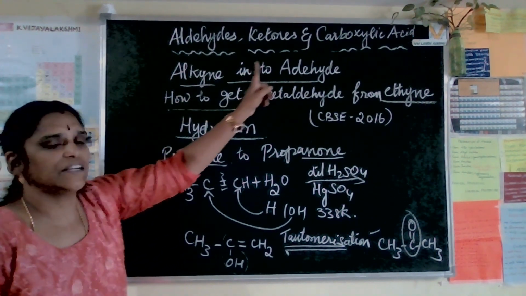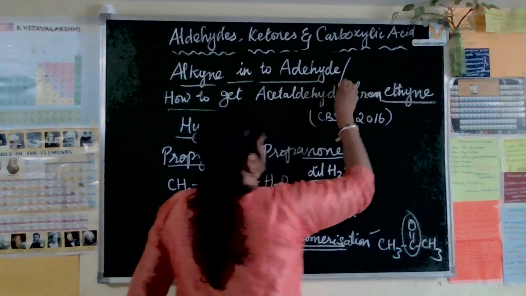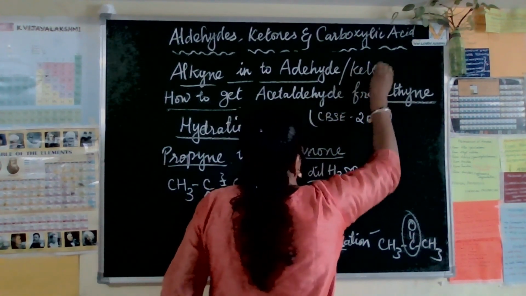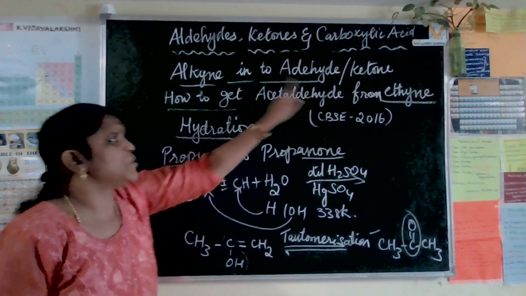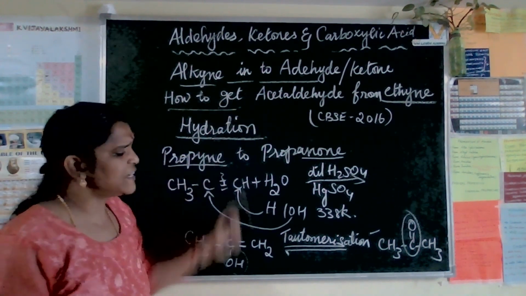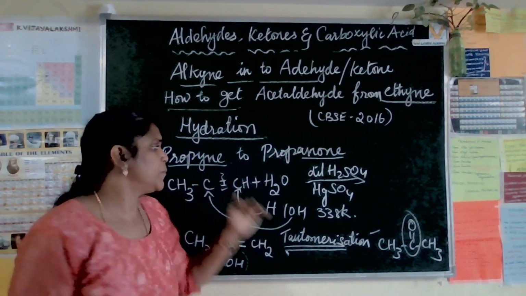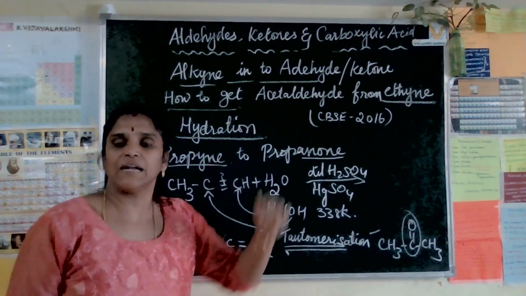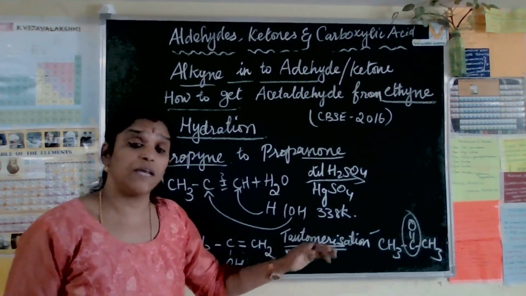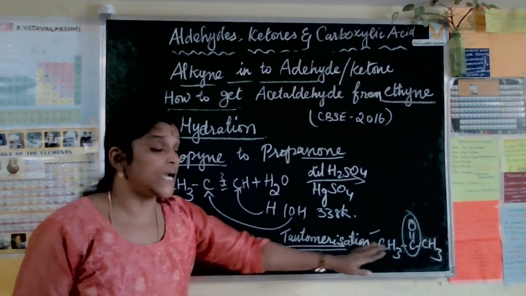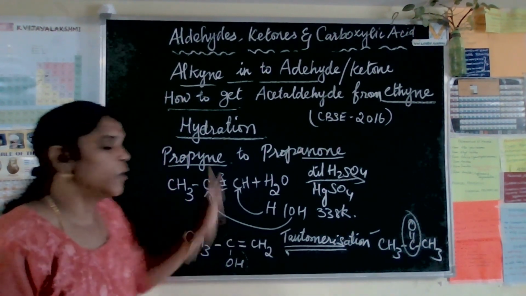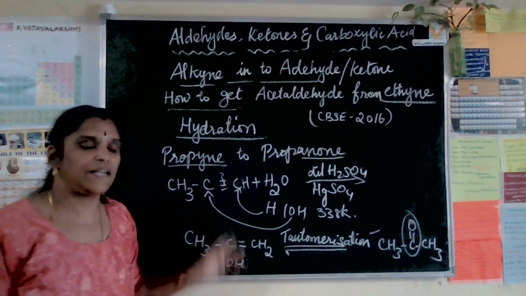Alkyne is converted into aldehyde as well as ketone. Now just check, only ethyne can give an aldehyde. Other than that, everything, propyne, butyne, pentyne, whatever it comes, will give keto formation. Please remember, you will get the related ketone. Hope you're clear with this. Next question.